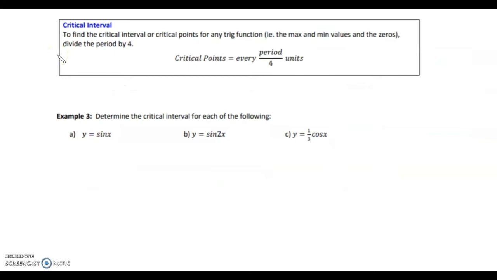Critical interval. To find the critical interval or critical points for any trig function, i.e. the max, the min, and the zeros being equation of axis, what we do is we divide the period by 4. So we take the period, we divide it by 4, and the critical point occurs every period over 4 units. So in example 3, we want to determine the critical interval for each of the following.